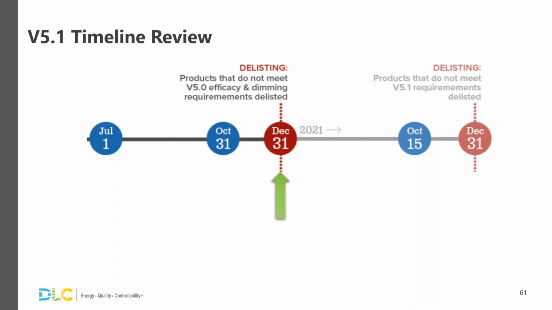All currently qualified products must be updated to meet the version 5.1 technical requirements, or they will be delisted from the QPL at the end of the version 5.1 grace period on December 31st of 2021.